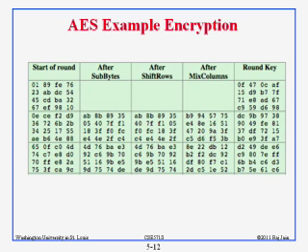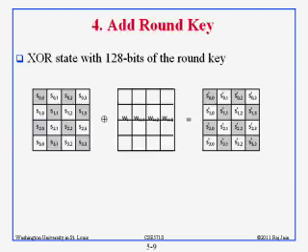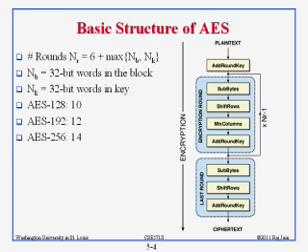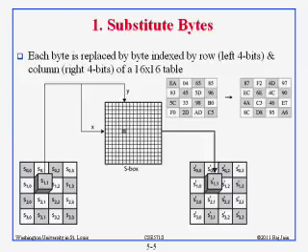Then you shift it. So the first row remains as it is, the second row is shifted once, the third row is shifted twice, and the fourth row is shifted 3 times. So that is straightforward. Then mix column is that multiplication. So this is kind of difficult to get. 16 multiplications will get you that. And then you are ready for the next round. Basically we have 4 steps: substitute bytes, shift rows, mix column, and then the add round key.